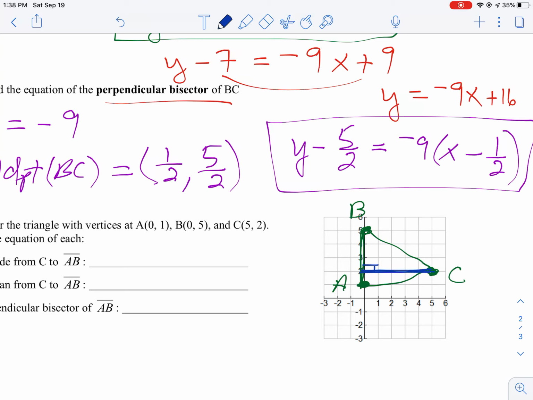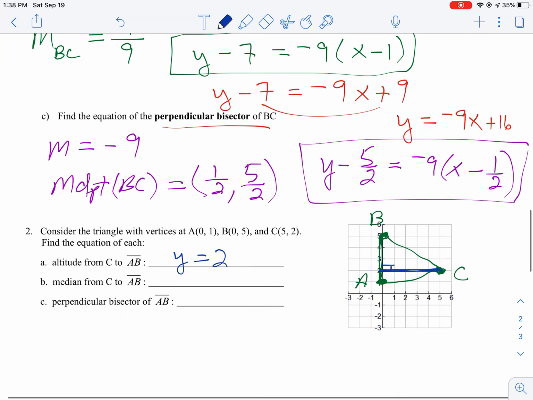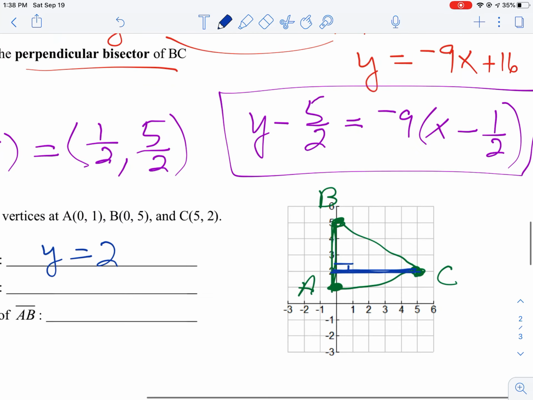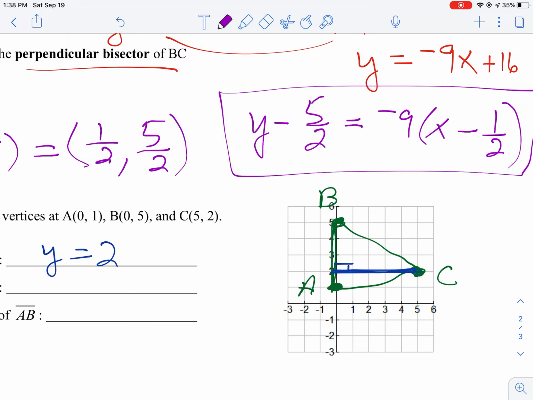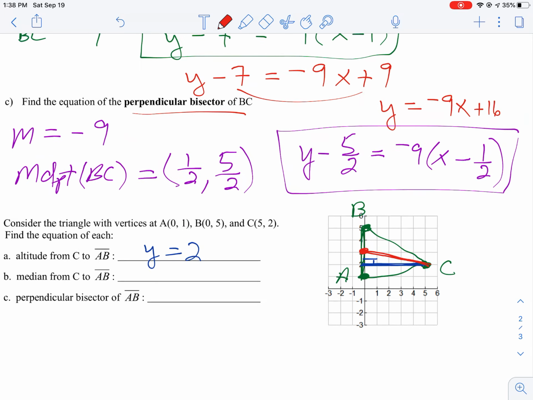So that's that blue chunk, and I can see that easily. That's y equals 2. That's a horizontal line at a height of 2. And then the median from C to AB, well, the midpoint from C to AB is not too hard. Let's go red for this one. The midpoint is going to be between 1 and 5, so it must be that one. So there's my midpoint. That means that's my median.